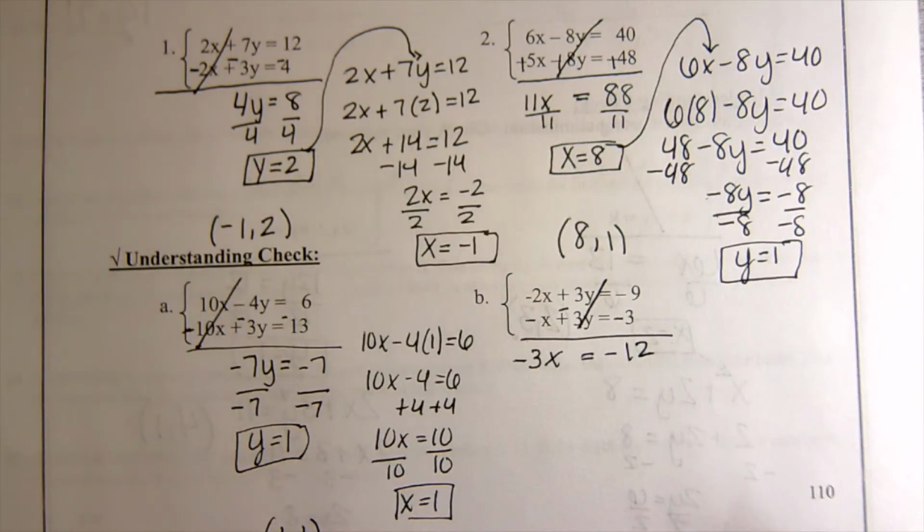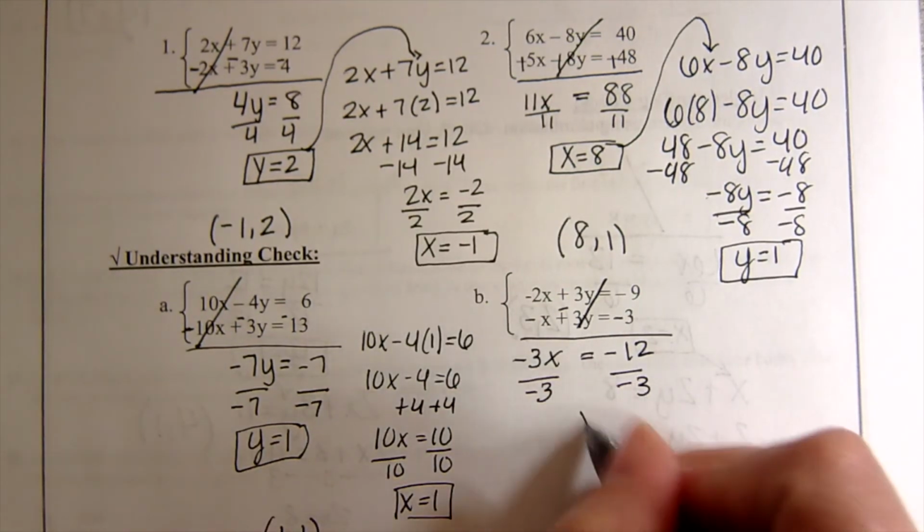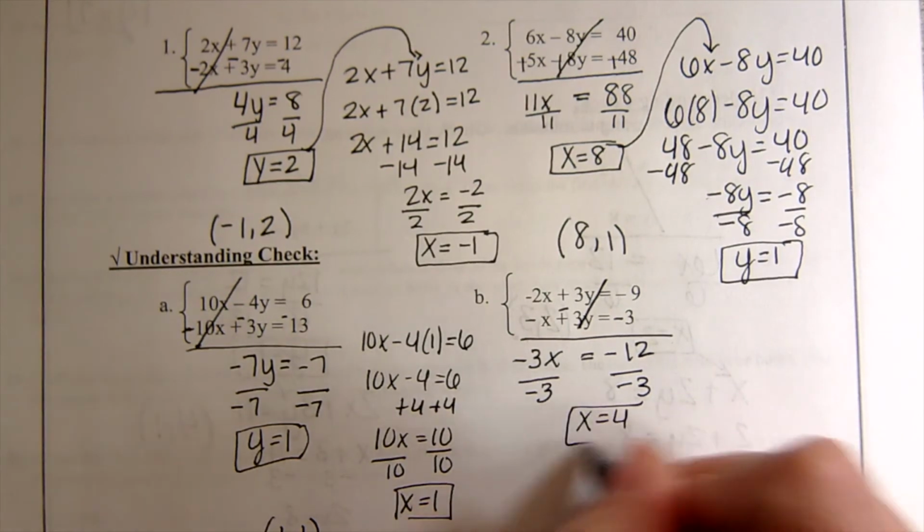What would it look like if you changed the top one? You'll end up with the exact same answer. Positive 2x minus 3y? Yes. So just the opposite. Yes. So divide both sides by negative 3. So x equals positive 4.